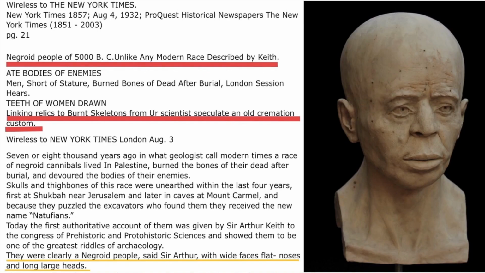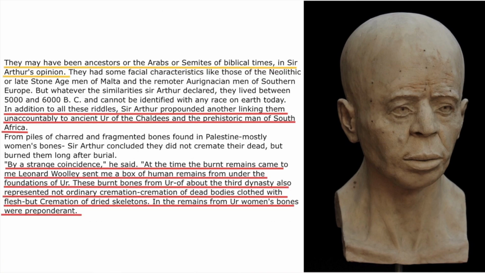So this is from the New York Times, Negroid people. By the way, the New York Times in 1957. It says a Negroid people of 5000 BC. And this actually comes from Keith, a well-known archaeologist. And he says they were clearly a Negroid people, said Sir Keith, with wide faces, flat noses, and long, large heads. They may have been the ancestors of the Arabs or Semites of biblical times, in Sir Keith's opinion.